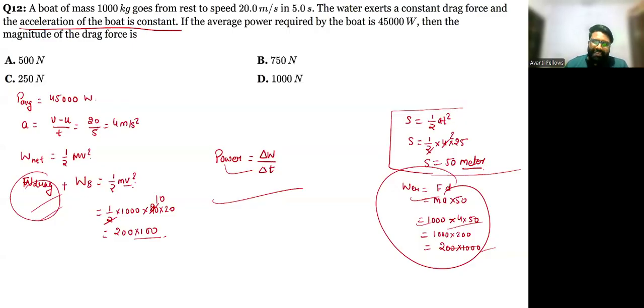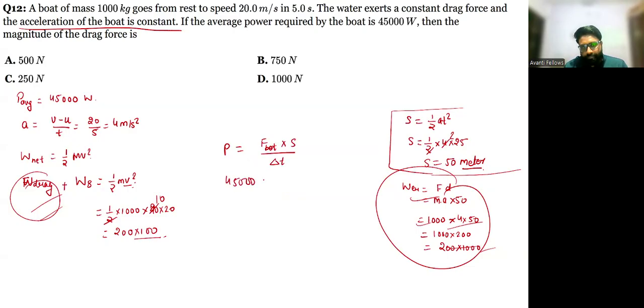So, as I'm talking about, power is nothing but the work done. This power is consumed by the engine only. So we can say that power is nothing but work done, force of boat multiplied by the displacement divided by delta T. So from here, this is 45,000. Force of boat, we do not know the value. Displacement, we know, is 50 meter, divided by delta T, which is 5 seconds.